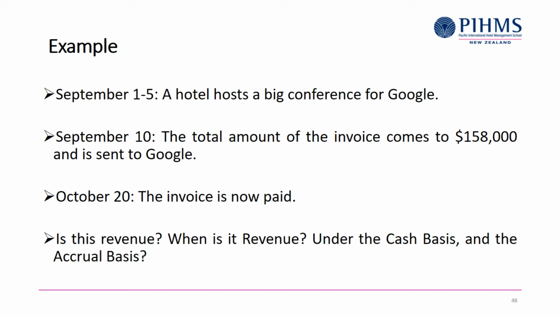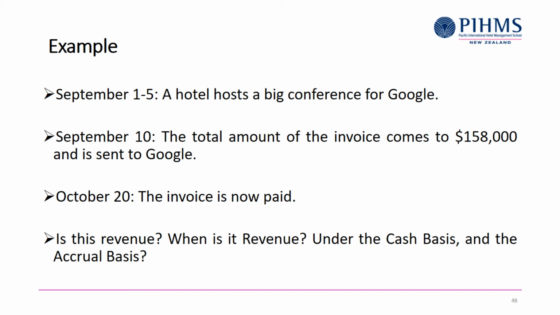Now, question, is it revenue? So have a little think, have we earned money? Hopefully you said yes, we have earned money. We're getting money from Google. Now, the question is, when is it revenue? Now there's two different ways we can record it, under the cash basis or the accrual basis. So, first question, when is it revenue under the cash basis? So under the cash basis, that's when the invoice is paid, when we receive the money. So we would record sales on the 20th of October.